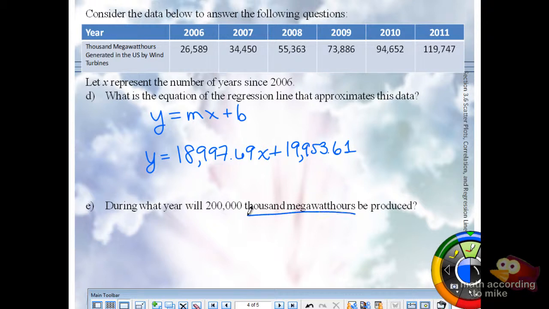So since this is in 1,000 megawatt hours and this is in 1,000 megawatt hours, then your Y is directly 200,000. If I was playing the jerk and I said 200,000 million megawatt hours, then your Y is not 200,000 anymore because I changed the units on you. So please be careful with that. So in the equation from part D, instead of the Y, we're going to put 200,000. And we're going to solve for X.